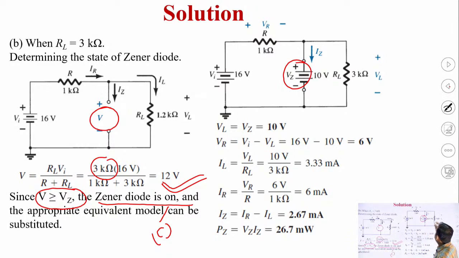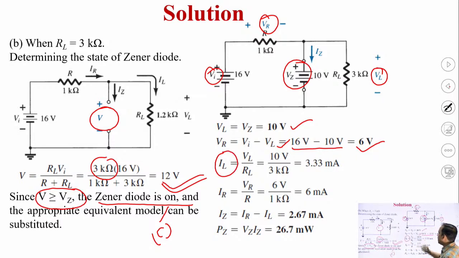So what happened? The load voltage will be equal to VZ, because in parallel branches the voltage is equal. So VL equals VZ equals 10 volt. Now we use a similar relationship, that VI equals VR plus VZ, where VZ equals VL. So we find that VR equals 16 minus 10, which is 6 volt. Now we are aware of VL, so we can calculate the load current. Load current is obtained by VL by RL.